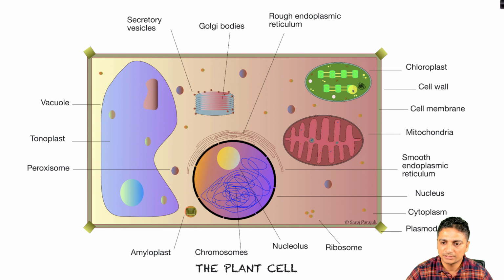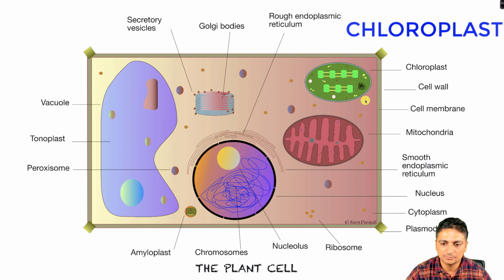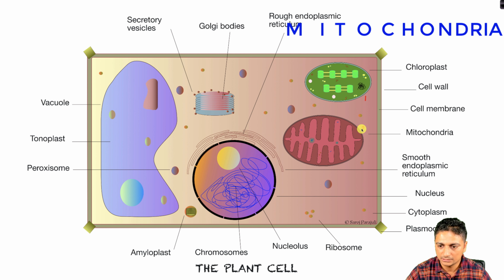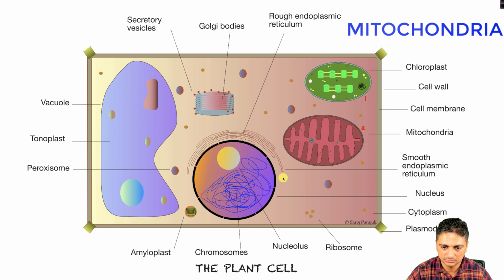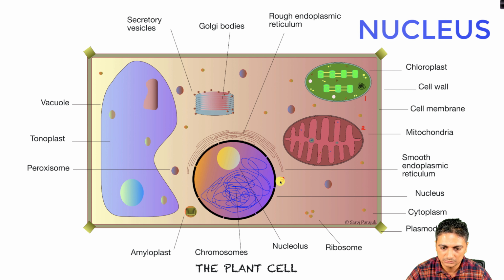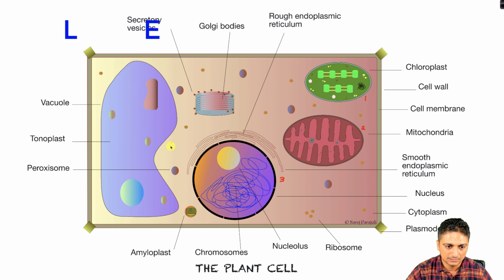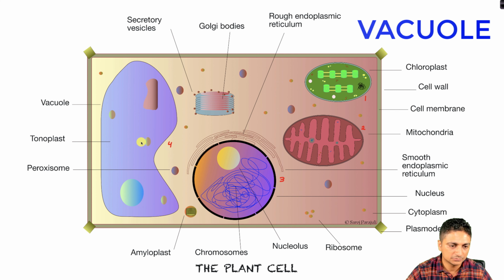Other different important organelles of plant cell are chloroplast, that gives the green color to the plant, and mitochondria, also known as the powerhouse of the cell, and nucleus. Nucleus has this nucleolus and the chromosomes, and it provides the genetic information or genetic material to the cell. And this big structure is vacuole. It occupies at least half or more than half of the total plant cell, and it has all those water and minerals in the cell.